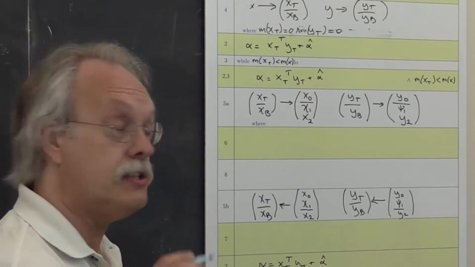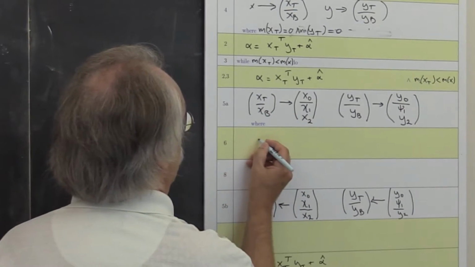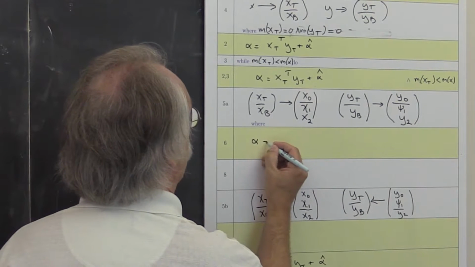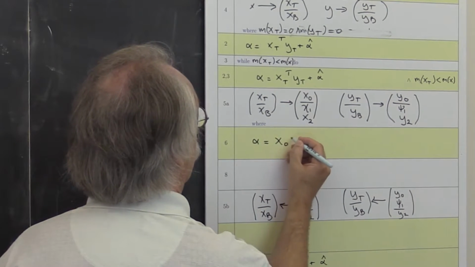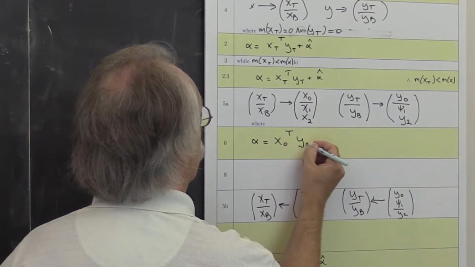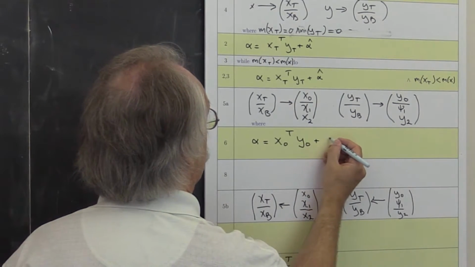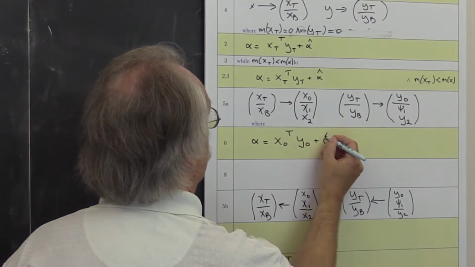And what do we do with that? Well, we fill it in. Here, alpha, we know now, is equal to x0 dot product with y0 plus alpha hat.